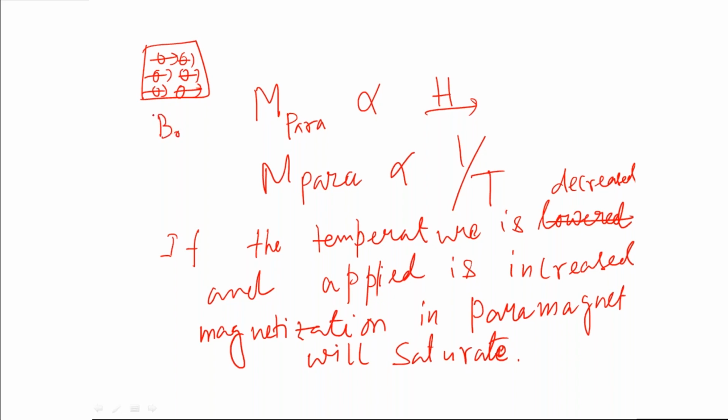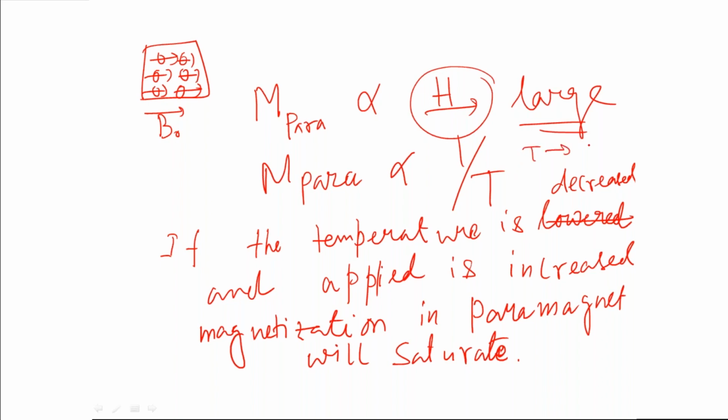Okay, what do you mean by saturation? See, in your paramagnetic material, when all the dipoles are already aligned in the direction of the field, then there are no further dipole moments to align in the direction of the field. So in that case, you know what will happen? The magnetization will not increase further. That is called saturation magnetization.